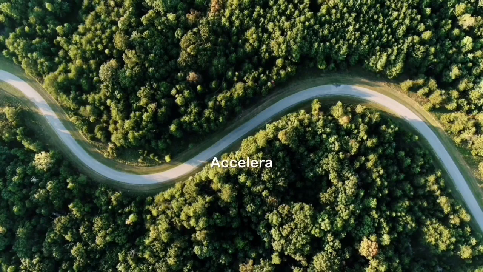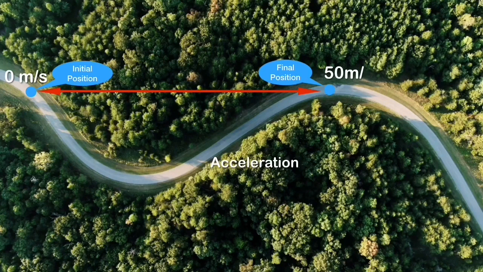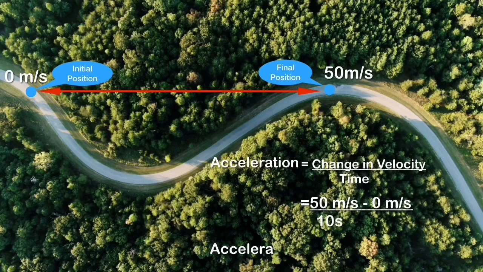So what do you mean by acceleration? Let us say the car was initially at rest, hence the velocity at the initial position is 0 meter per second. So the car starts traveling up to a certain distance and it reaches the final position. At the final position, the final velocity of the car is 50 meter per second. So how do we calculate the acceleration? Acceleration is equal to change in velocity by time. Change in velocity is nothing but final velocity minus initial velocity. We know final velocity is 50 meters per second and initial velocity is 0 meter per second. So 50 meter per second minus 0 meter per second divided by 10 seconds. Acceleration is equal to 5 meter per second square towards east.